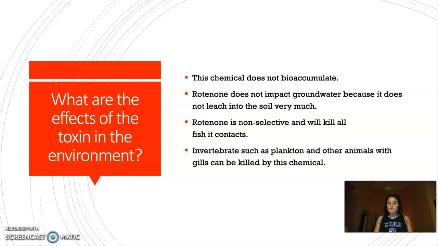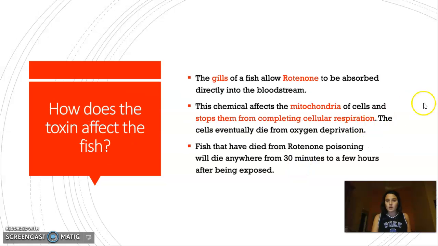Rotenone also does not affect groundwater due to the fact that it barely leaks into the soil. In fish, however, rotenone is non-selective and will kill all fish it contacts. It also affects vertebrae such as plankton and other animals with gills. The gills of the fish are what enables the chemical to enter directly into the bloodstream.